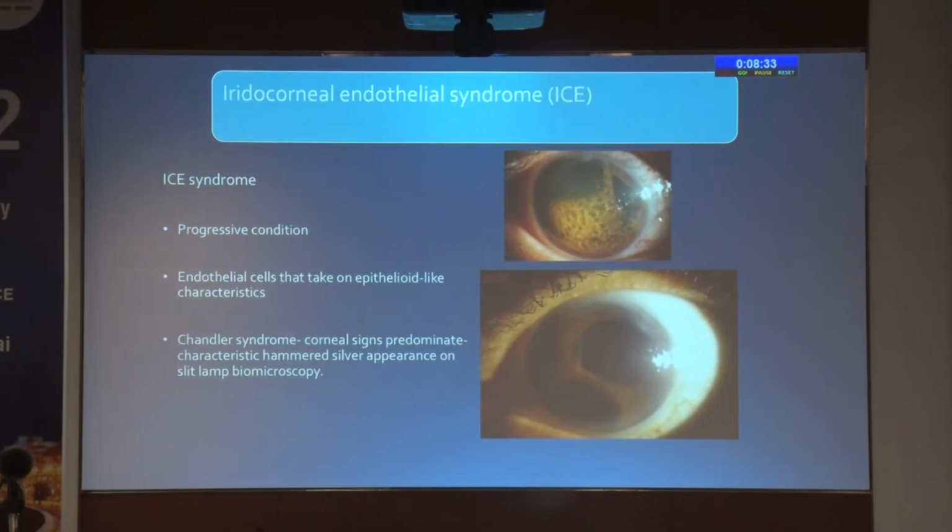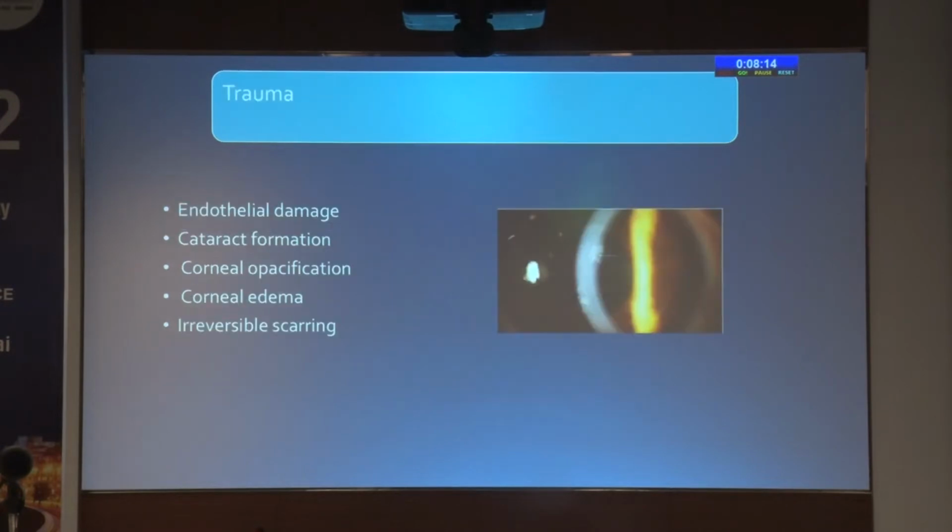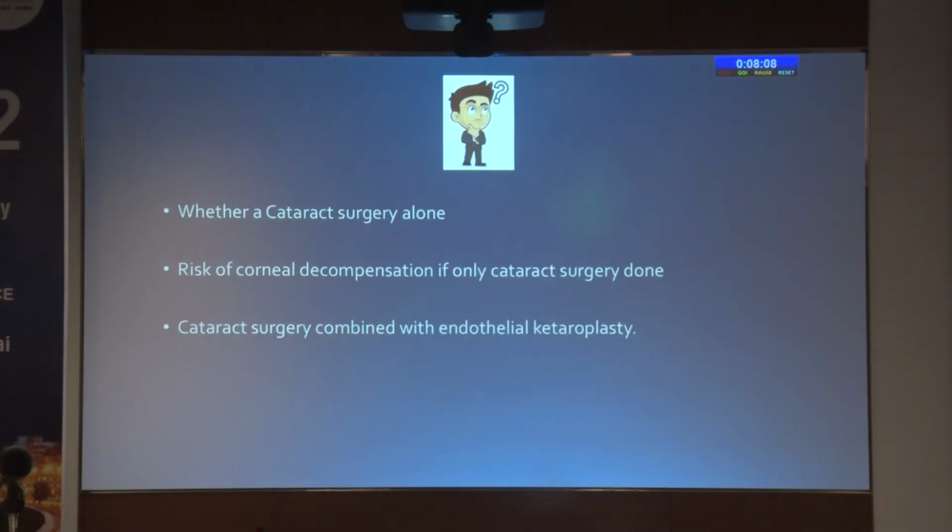In iridocorneal endothelial syndrome, among the three entities, Chandler's syndrome has corneal signs predominantly with a characteristic hammered silver appearance on slit lamp biomicroscopy. Viral endothelitis can lead to cataract formation and irreversible endothelial decompensation requiring surgical intervention. Trauma, we all know, can cause endothelial damage, subsequent cataract formation, and corneal opacification.